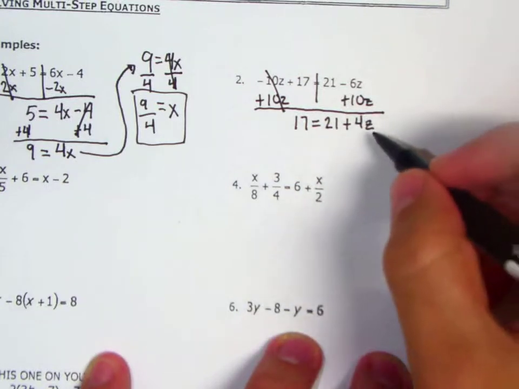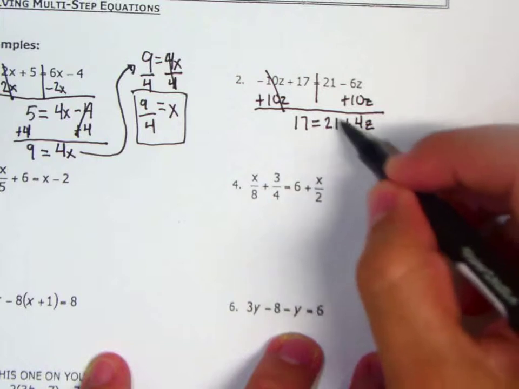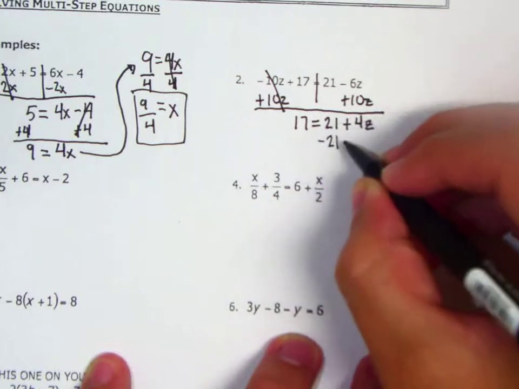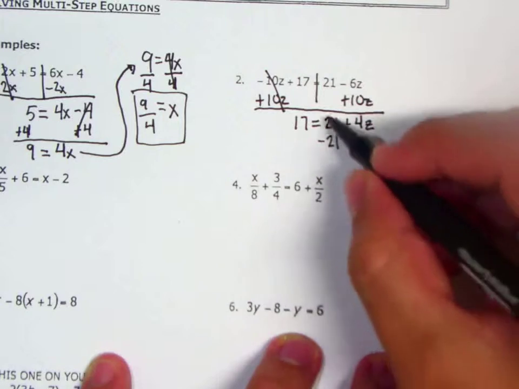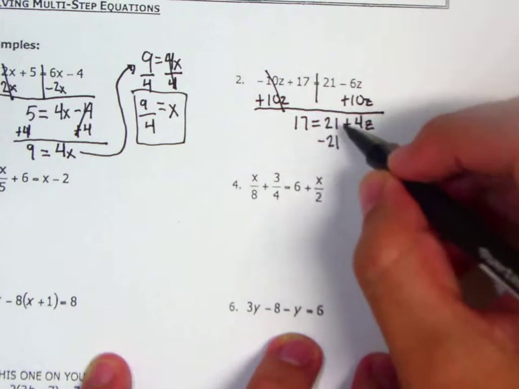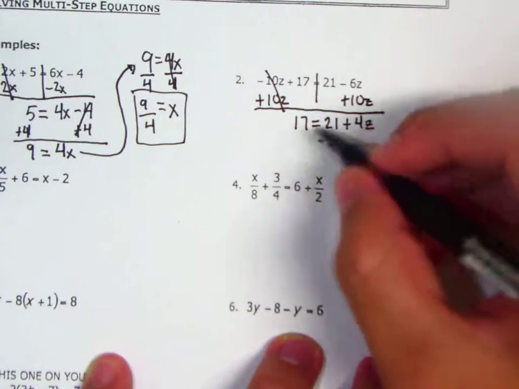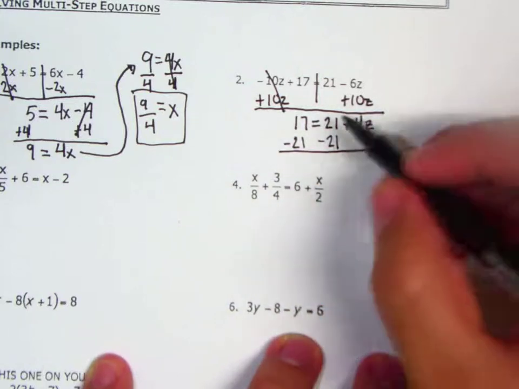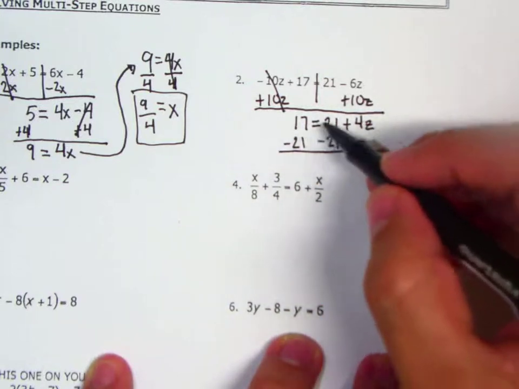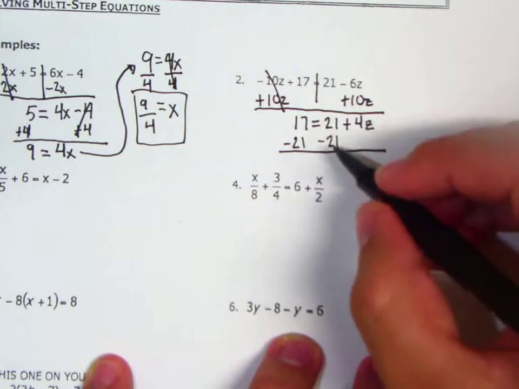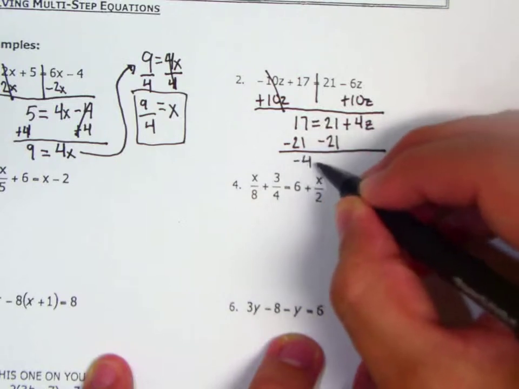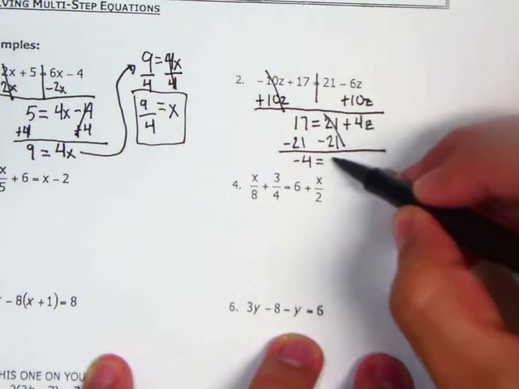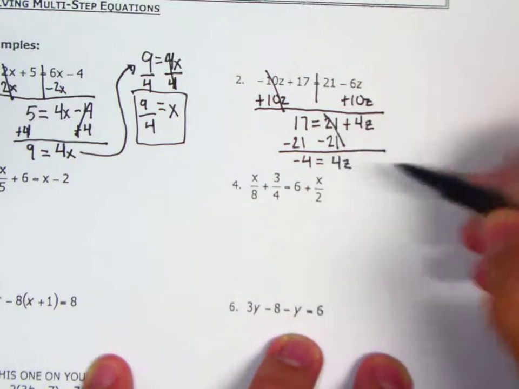Now you solve this just like any other problem. You move the number that's by itself first. This is a positive 21, so I'm going to subtract 21. Remember, the idea is to get it to where it cancels. So 21 minus 21 is 0. Minus 21. And now on the left-hand side, 17 minus 21 is negative 4. Over here, these 21s will cancel, and all I'm left with is 4z.